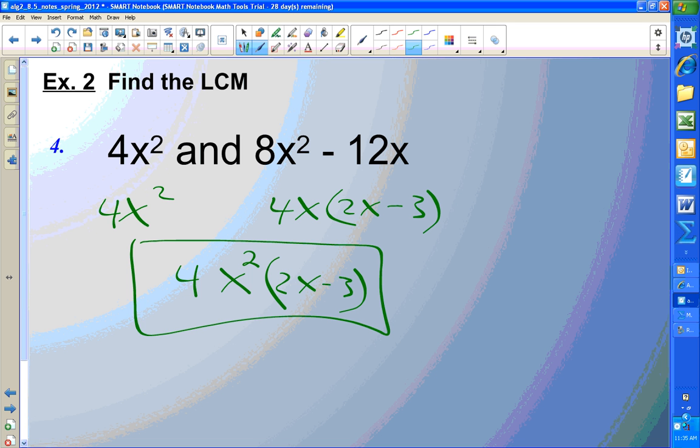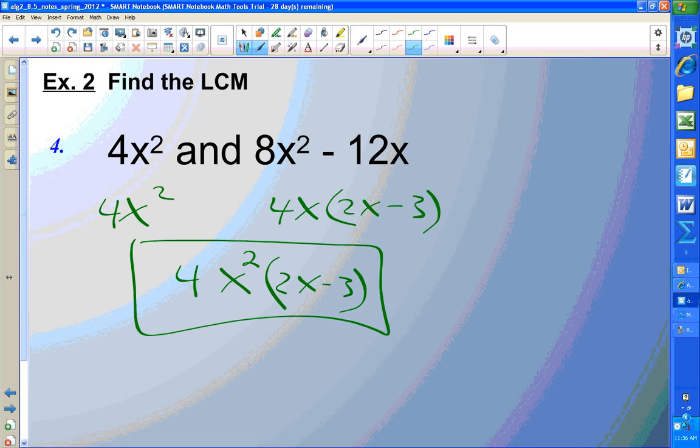What we're trying to find is an expression that 4x squared will divide evenly into, and 8x squared minus 12x will also divide evenly into. Now 4x squared, you can see, will divide evenly into that. In this one, when you factor it, you can see that there's a 4x that would factor out, and then the 2x minus 3 will go in also. So again, we're not trying to put them together, we're trying to find the expression that they'll both divide evenly into.